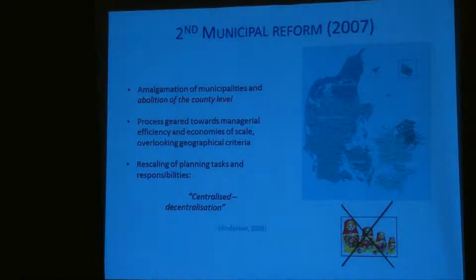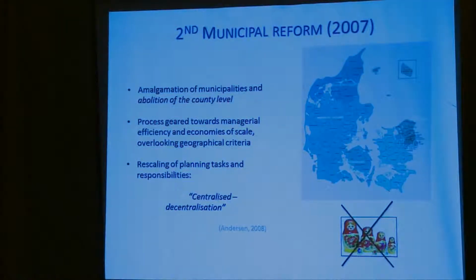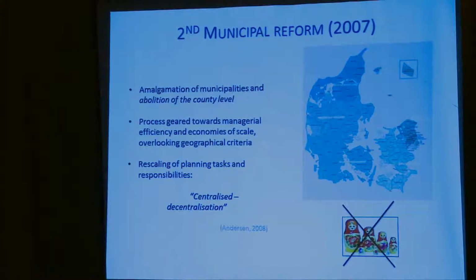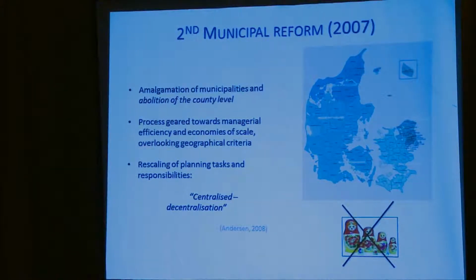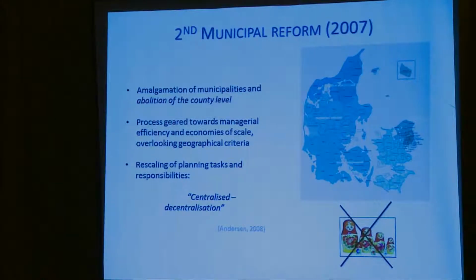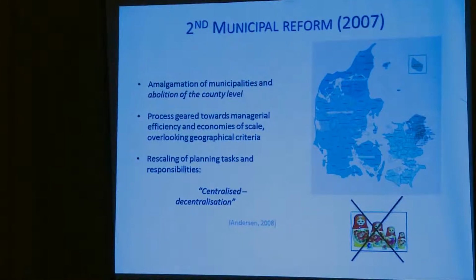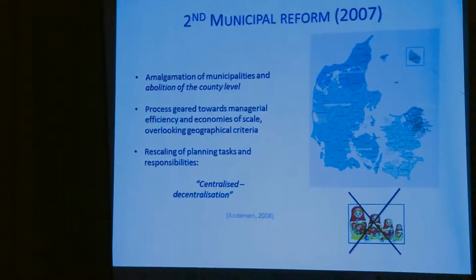So the way to understand this reform was basically as a process geared towards managerial efficiency and economies of scale, overlooking geographical criteria. So in this way, quite different from the first reform that had an implicit spatial logic in it. Over here we see really a process of efficiency, a process of economies of scale, of saving. So rescaling of planning tasks and responsibilities, which has been labeled also by some commentators as centralized decentralization. Some of the tasks went to the national level, some others to the municipal level. And of course this system is not working anymore as a comprehensive integrated system.